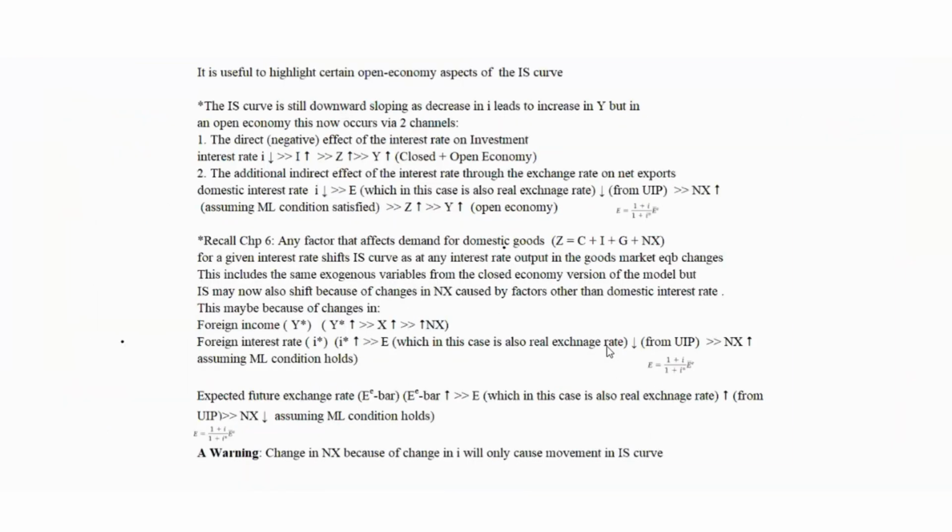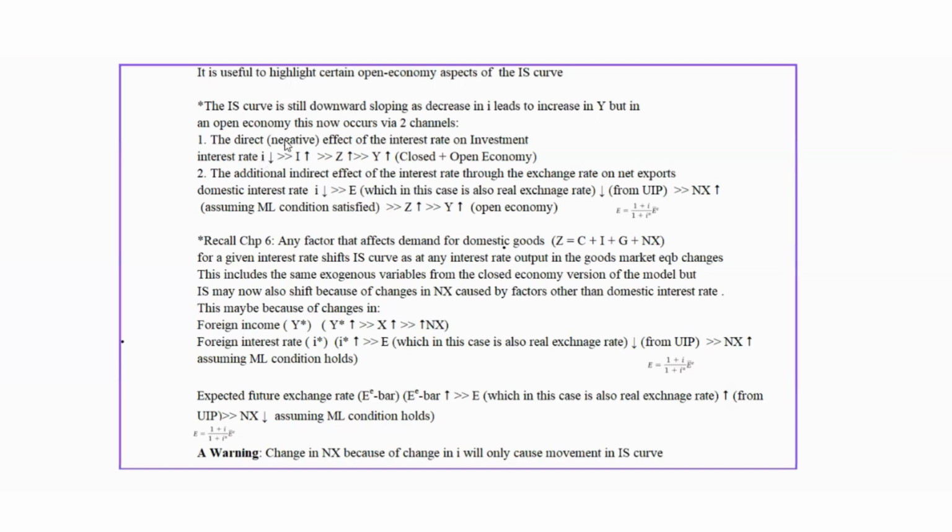So now it's useful to highlight certain open economy aspects of the IS curve. The first is the IS curve is still downward sloping, right? It's still going to be downward sloping because when the interest rate goes down, output increases. But in an open economy, this occurs through two channels. The first is the direct negative effect of the interest rate on investment, which we have in both open and closed economy, where when the interest rate goes down, investment goes up, demand goes up, output increases, right? So this reason existed for the IS curve being downward sloping in the closed economy as well, where when the interest rate changes, investment changes, demand and output change.